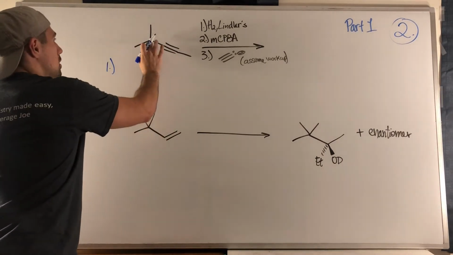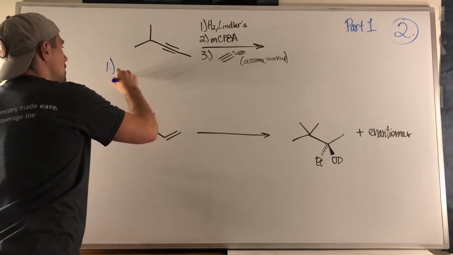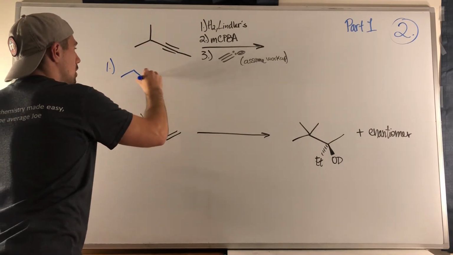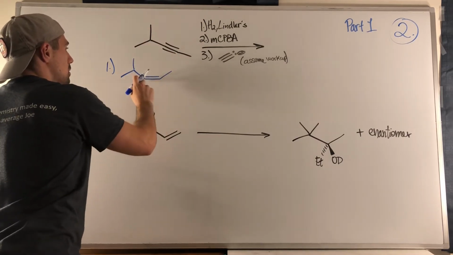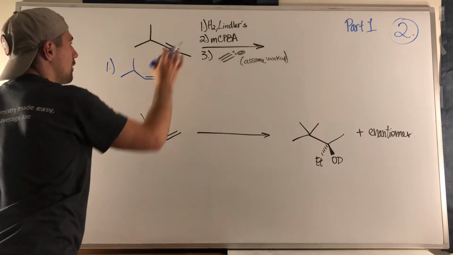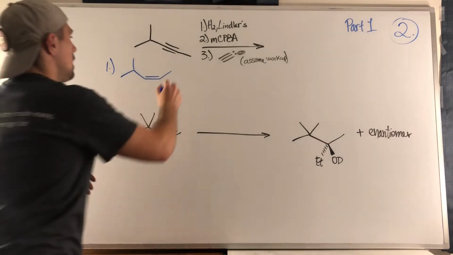But 1, 2, 3, 4, 5. 1, 2, 3. 1, 2, 3, 4, 5. Okay, so that's step 1. And then I'll draw a line.